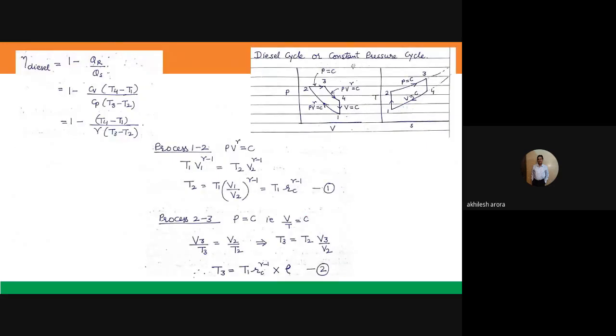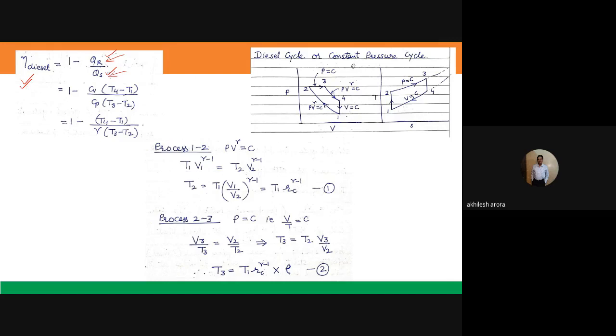Now let us calculate the efficiency of the diesel cycle. Once again, in a similar manner, we can write all the equations of the heat transfer like we did in case of an Otto cycle. So I am not repeating those calculations here, because there is only one difference between Otto cycle and the diesel cycle, that in case of diesel cycle, we are supplying the heat at constant pressure rather than at constant volume. So once again, the efficiency of the diesel engine will be given by 1 minus QR divided by QS, where QR stands for the heat rejected and QS stands for the heat supplied.